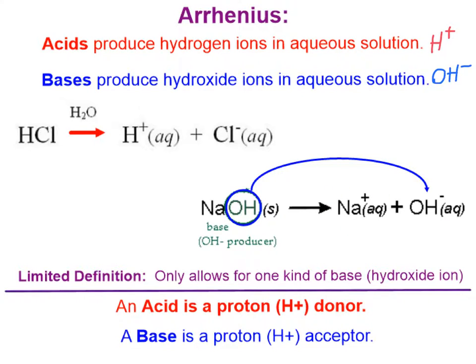This is obviously a very limited definition because it only allows for one kind of base, those that produce hydroxide ions. Another way you might hear acids and bases defined will be that an acid is a proton donor, whereas a base is a proton acceptor. It allows for other types of bases besides bases that have an OH in them. The important thing to remember overall is that when acids and bases ionize or dissociate in water and produce these ions, the acid will be producing hydrogen ions and base will be producing hydroxide ions.